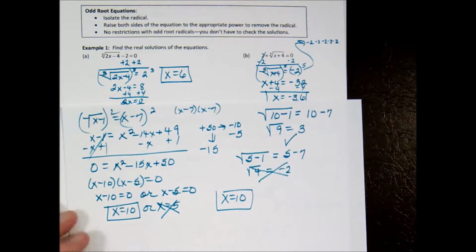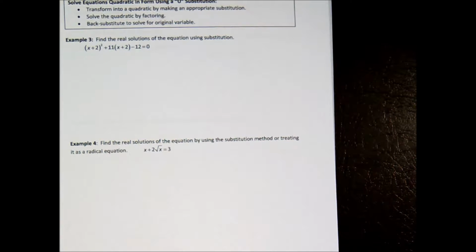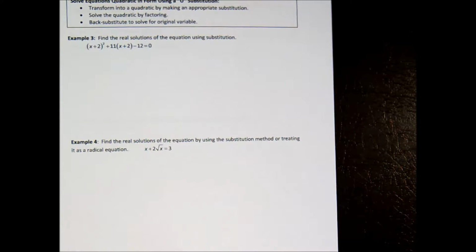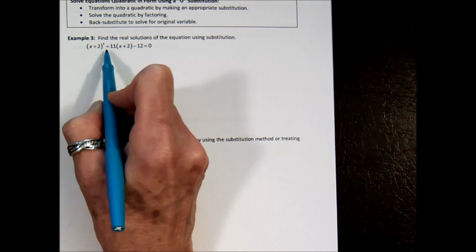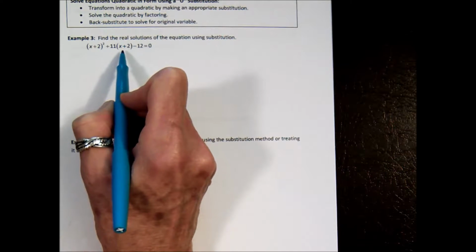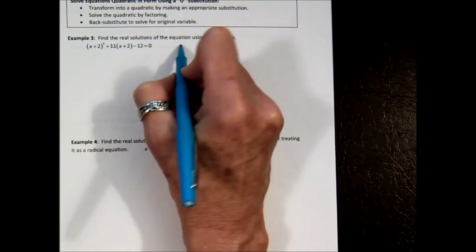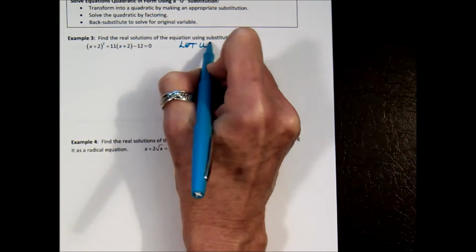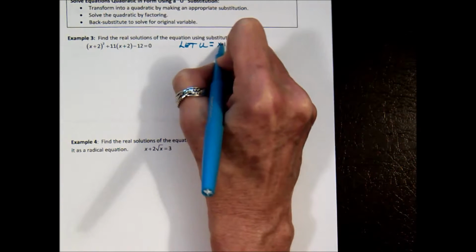All right, I'm going to put this sheet aside and go back to the notes pages. And we are now going to look at solving equations that are quadratic in form, but we're going to be making a u-substitution. So when you look at an equation like this, I've got something squared plus a coefficient times that same something not squared minus a third number equals 0. So it's definitely quadratic in form. We are going to say let u equal, and it's always going to be this piece, the one that is same as this but not squared. So let u equal x plus 2.